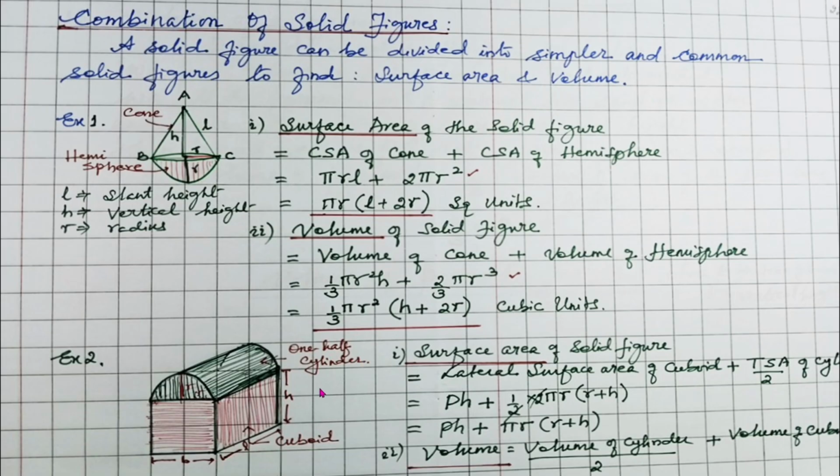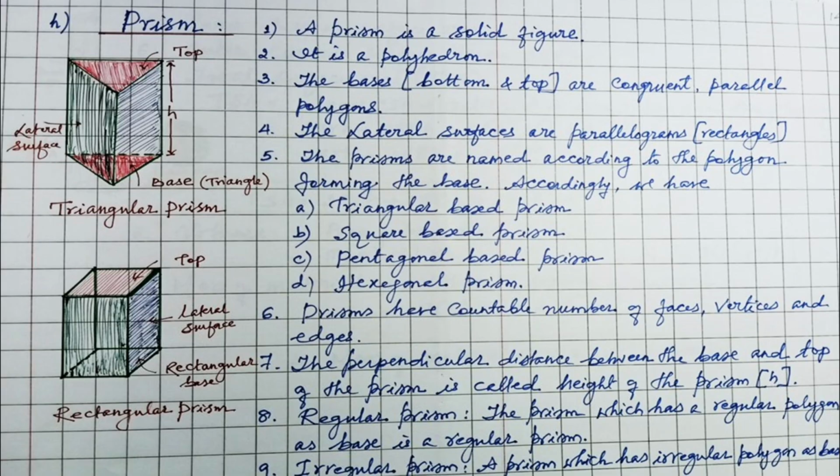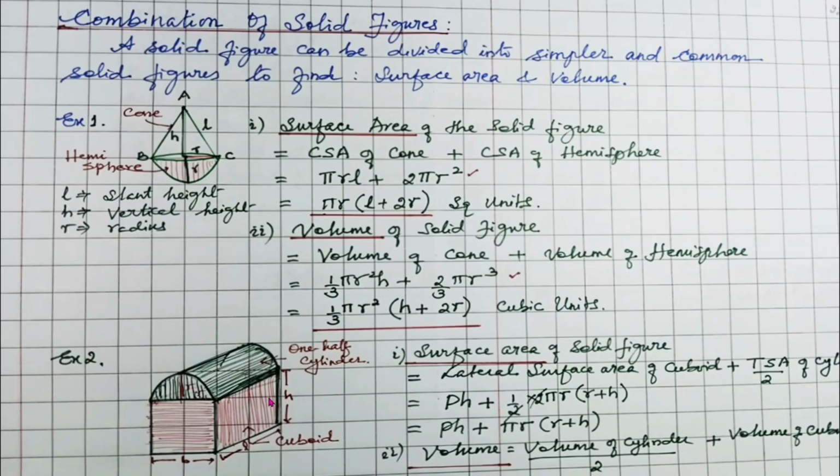Again I'll repeat. To find the surface area of the solid figure, find the lateral surface area of the cuboid and the total surface area of the cylinder divided by 2, add them, we get the surface area of the solid figure. Now to find out the volume of the solid figure, find the volume of the cylinder divided by 2 and also find the volume of the cuboid. Add them up, we get the volume of the solid figure. This is the procedure.